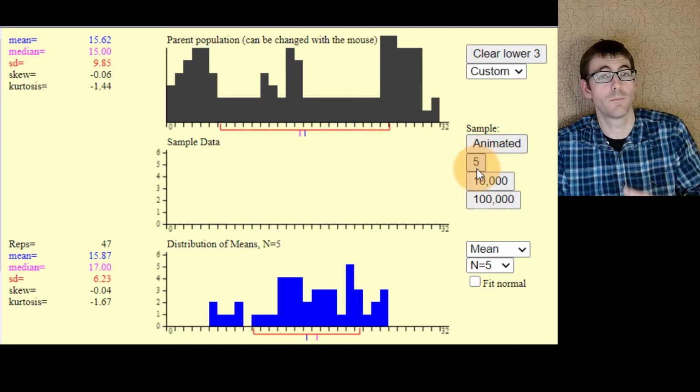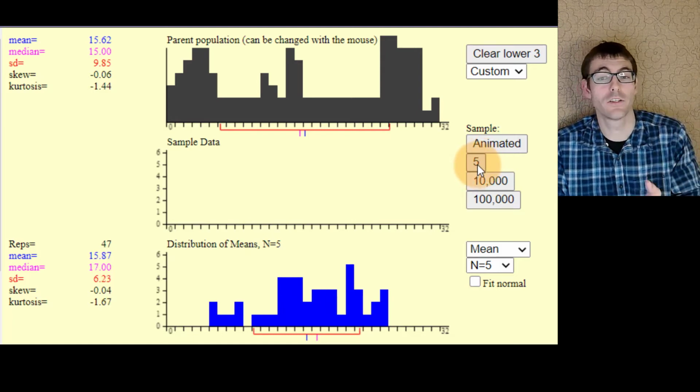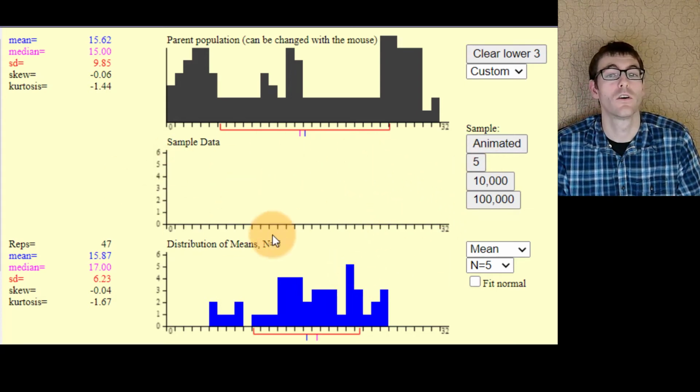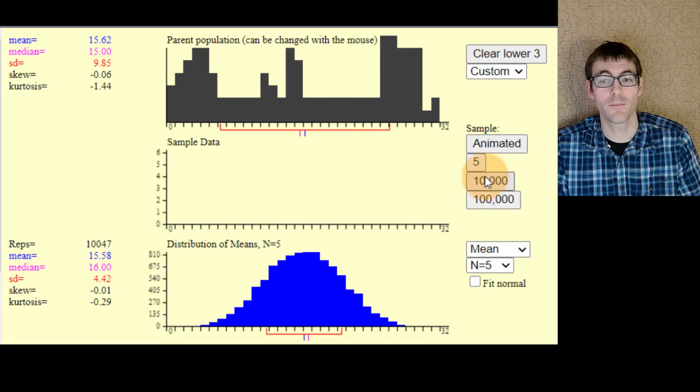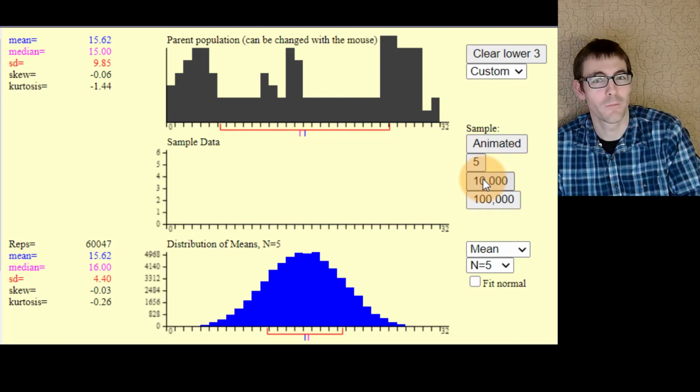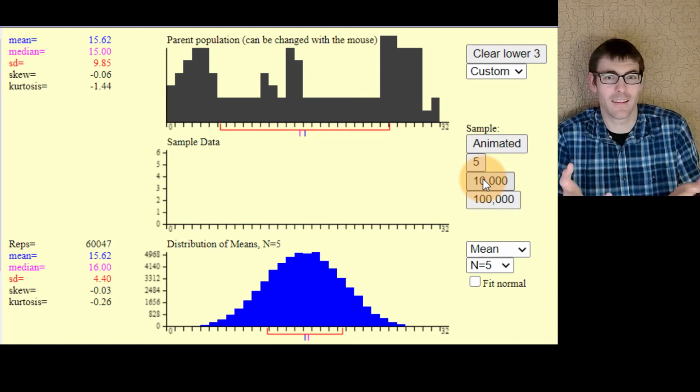So again, in blue we have the averages of the samples. So each piece is the average of a sample. And if I keep going with this, we end up again with a normal distribution. So this is surprising, at least to me.